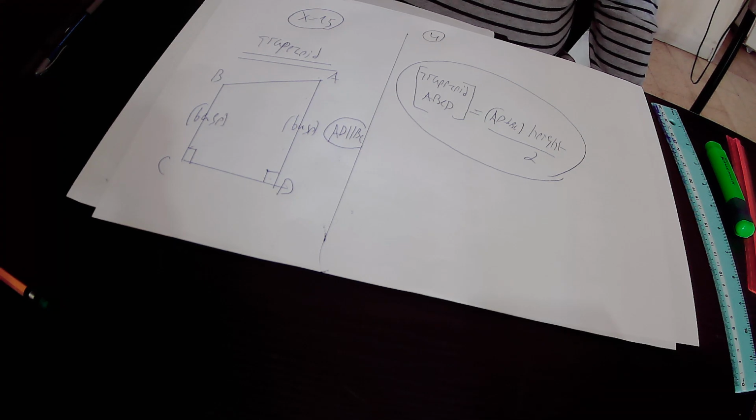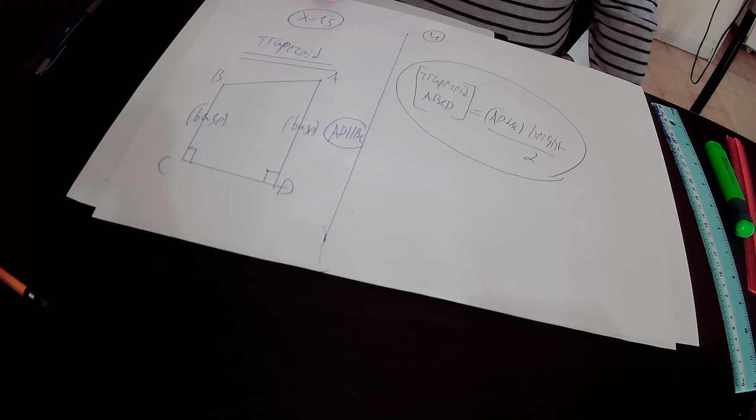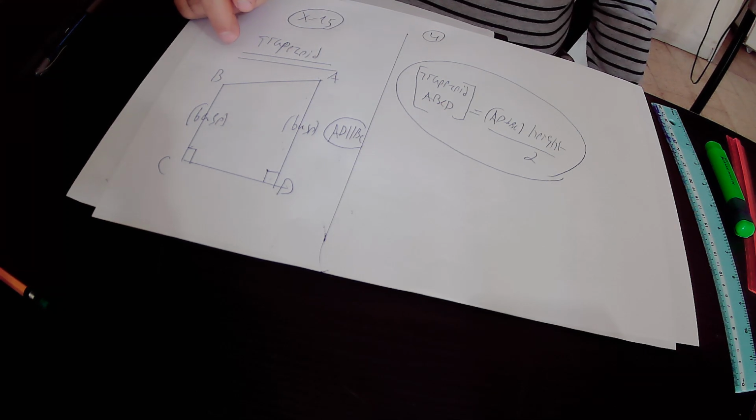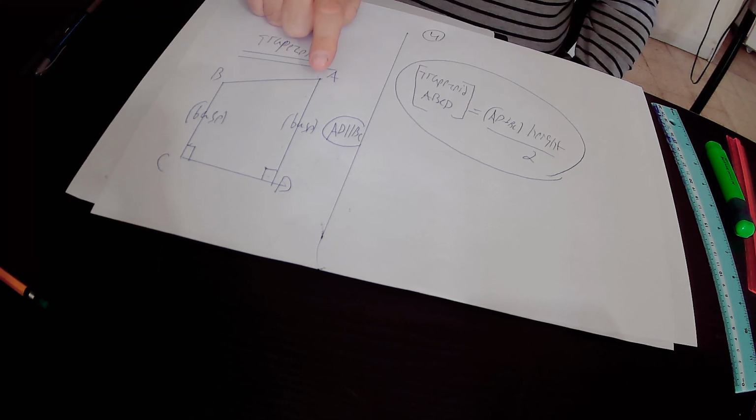Okay? Because side AD is parallel to the opposite side BC. And we know that the two parallel sides, that is to say AD and BC, are defined as the bases of the trapezoid. So AD is the first base and BC is the second base. So the area of this trapezoid ABCD equals the sum of its bases, that is AD plus BC, times the height to the base.